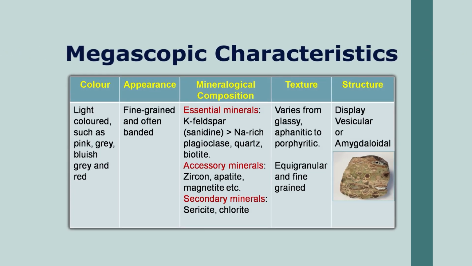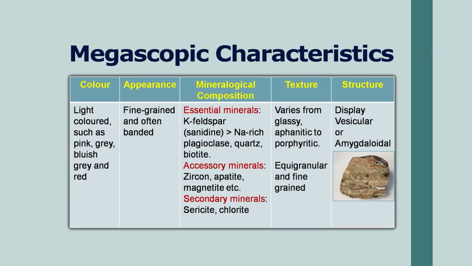If we go for the megascopic characteristics of rhyolite, rhyolite happens to be a light colored rock, but may rarely display pink, bluish, grey to reddish color as well. Appearance wise, this is a fine grained rock as it is a volcanic rock and can also often show bands in them, because this is associated with magma flow. So, the bands are the result of the flow direction.